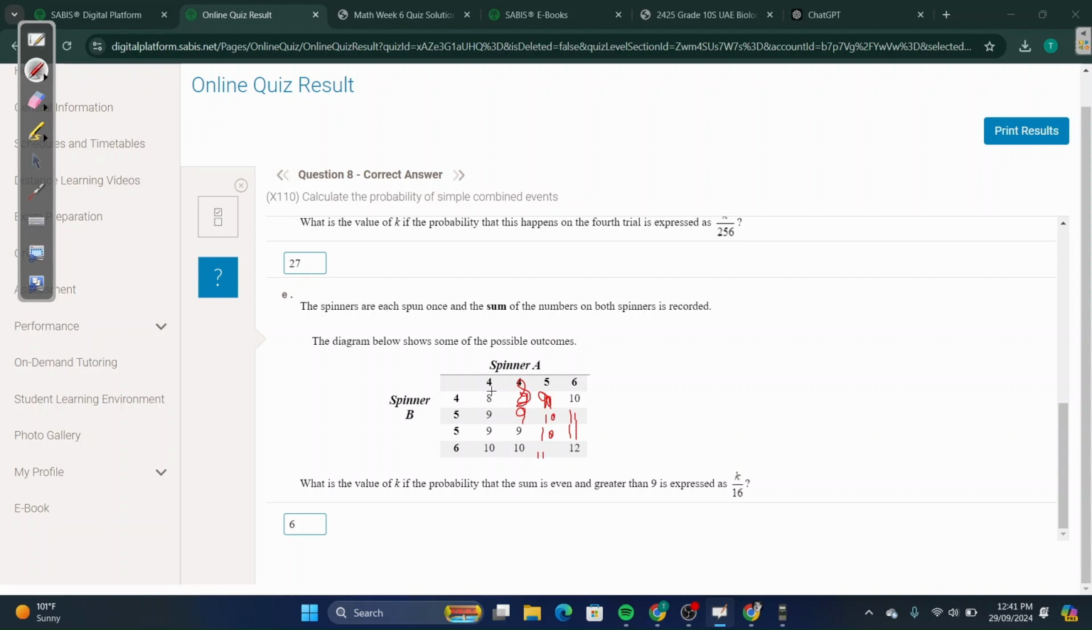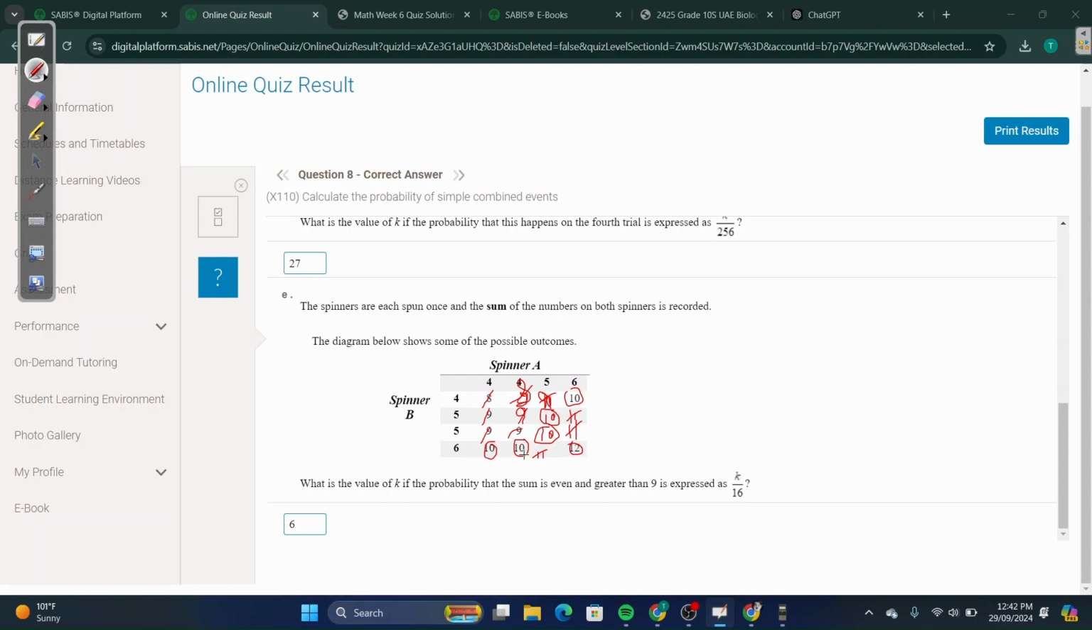Even and greater than 9. So this is not greater than 9, not greater than 9, not greater than 9. Even and greater than 9. This is not greater than 9. Not greater than 9. Even and greater than 9. Not greater than 9. This is even and greater than 9. Even and greater than 9. This is greater than 9, but it's not even. Even and greater than 9. These two aren't even. And 12 is greater than 9 and even.